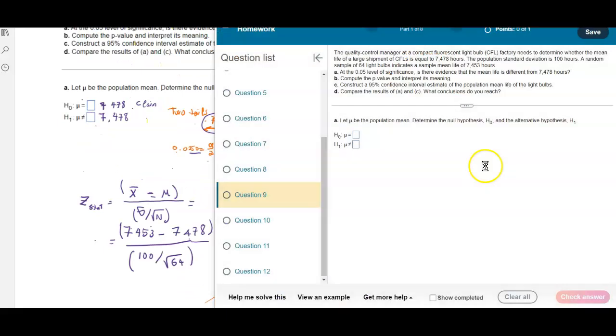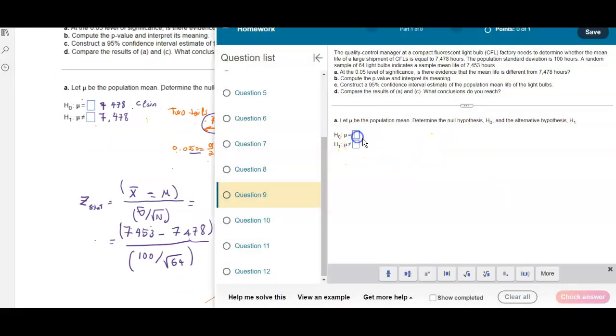All right, so let's try to plug in the answers and see what is right. Here is 7,478, and here 7,478 again. Check it.